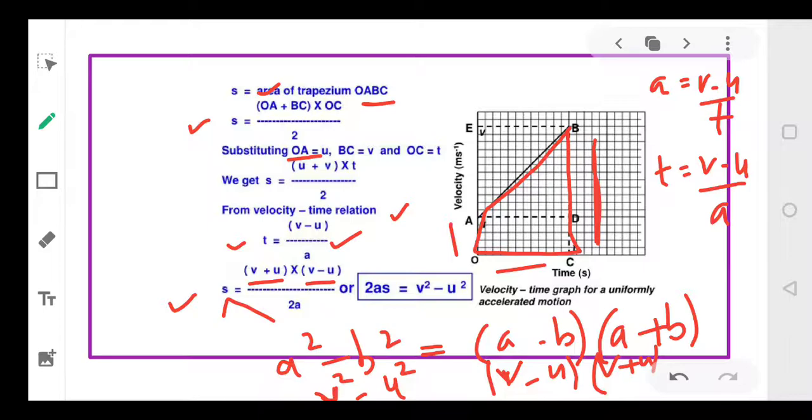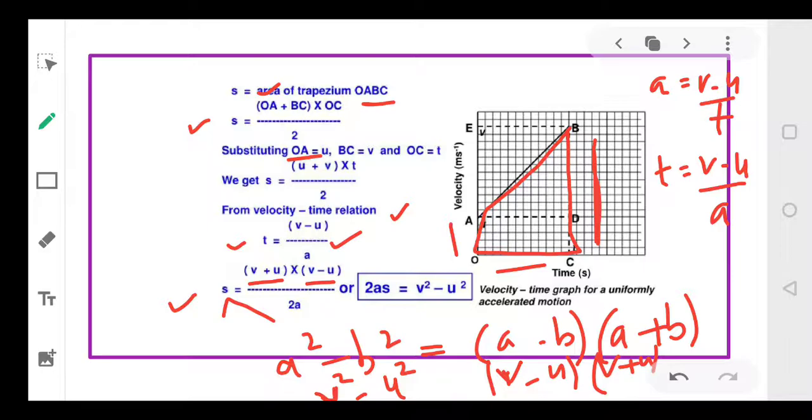So 2AS is equal to V square minus U square. Okay everyone? It becomes 2as equal to v square minus u square. Okay, so this is your equation number 3.